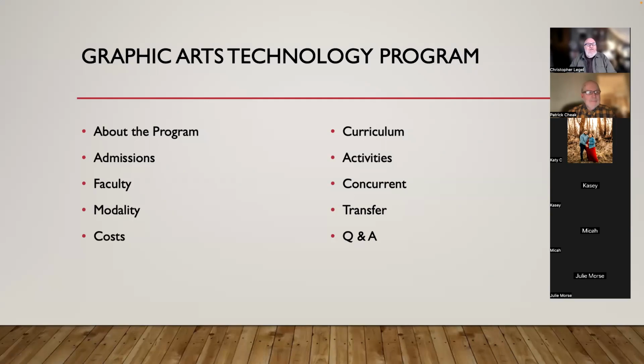What we're going to do is talk about the program. We're going to talk a little bit about admissions. I don't know if there's any admissions staff here who can talk more about that, we'll see when we get into it. We'll talk about the faculty, how our program is delivered, the costs, curriculum, and activities. We'll talk about high school students, that's called concurrent enrollment for those who don't know. We'll talk about transfer opportunities. And then at the end, we'll have a question and answer session for anything that we didn't manage to get to.